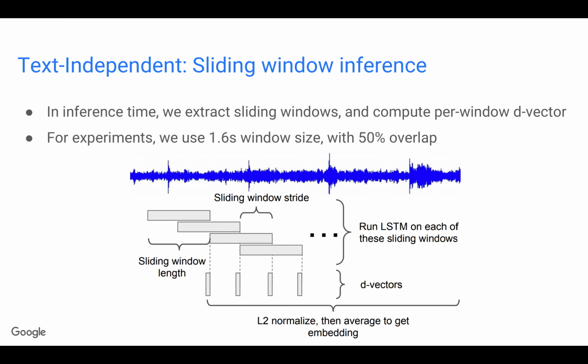For a long utterance, we extract overlapping sliding windows from the utterance. These sliding windows have a fixed length, and for each sliding window, we run the LSTM network on it and get a d-vector output. For all the d-vectors from all the sliding windows, we first L2 normalize them, and then average them to get our final d-vector embedding of the entire long utterance.